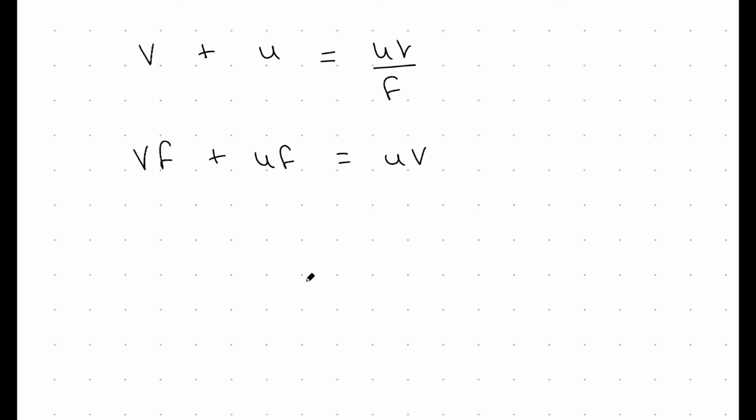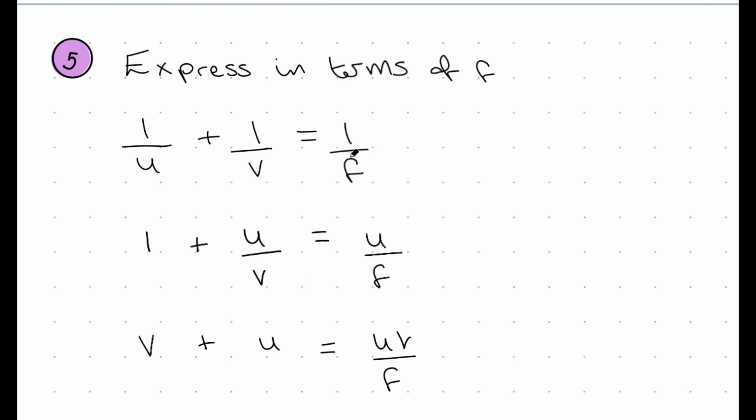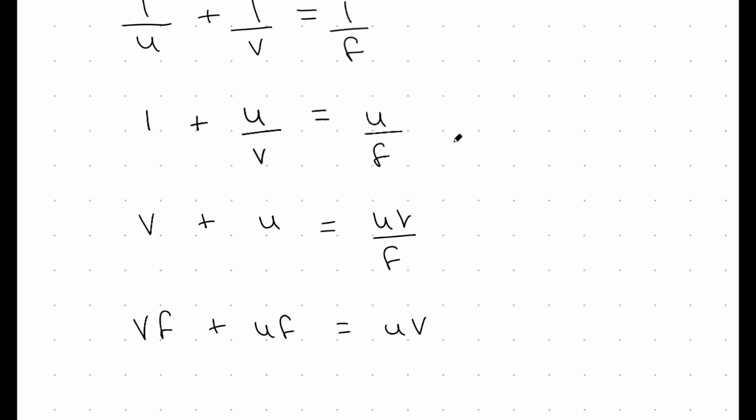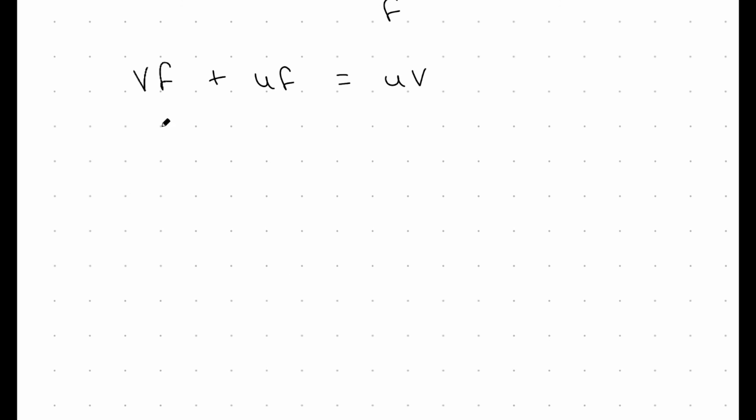Now the goal, if we remind ourselves, was to express it in terms of f to get f on its own. So looking at these two, they have a common factor, and that common factor is f. So I'm going to have f, and it's going to be v plus u is equal to uv. And then I'm going to have f on its own. If I want to get rid of that, I need to undo it, reverse the process. It's currently multiplying, so what I need to do is divide.